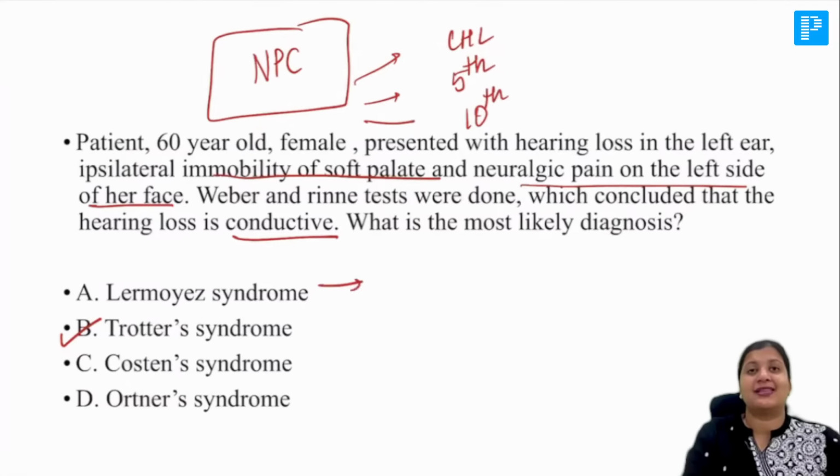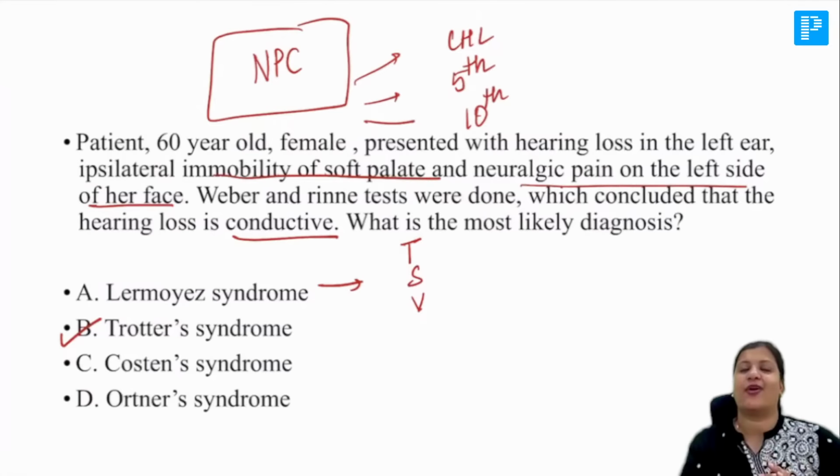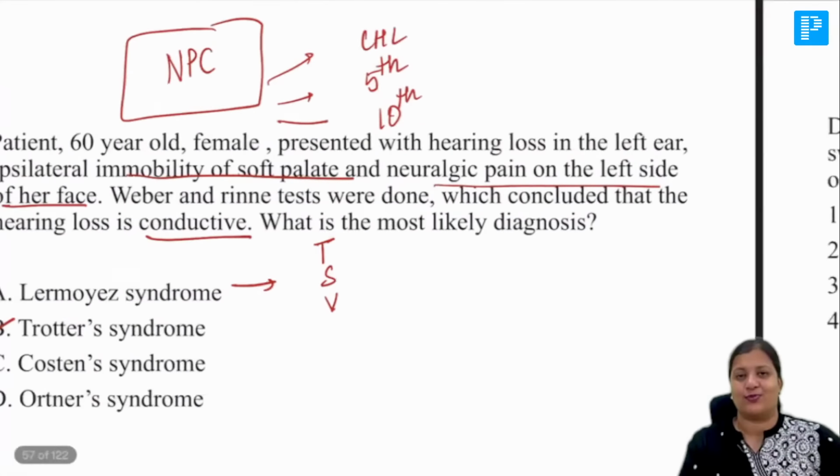Lermoyez syndrome is a reverse of Meniere's or a variant of Meniere, where we see that there is tinnitus, followed by sensorineural hearing loss, followed by vertigo. Ideally, we see vertigo followed by SN loss, followed by tinnitus. The reverse of it, we call it as Lermoyez syndrome.